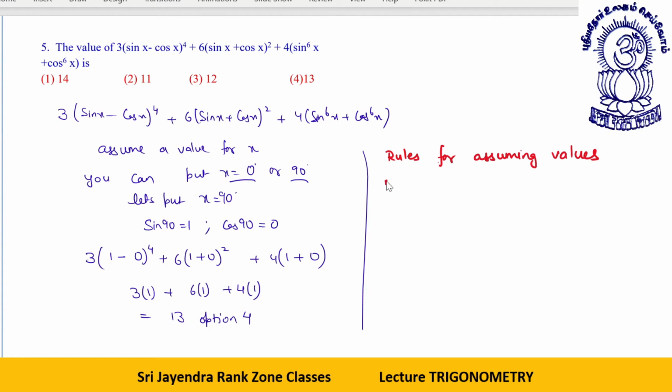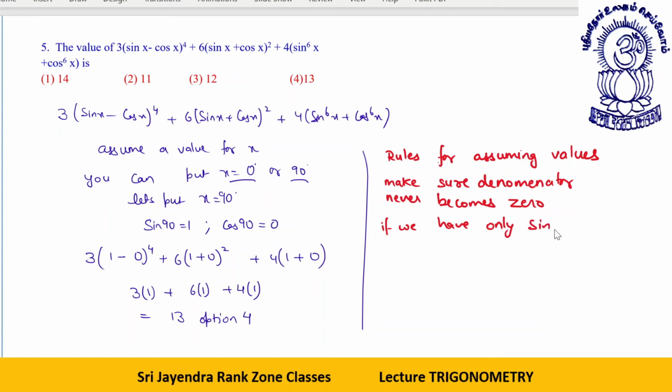First of all, make sure the denominator never becomes 0. Whenever you have any question in which you need to put any value, make sure the denominator never becomes 0. Secondly, if we have only sine and cos, then try to put theta is equal to 0 degree or 90 degree.